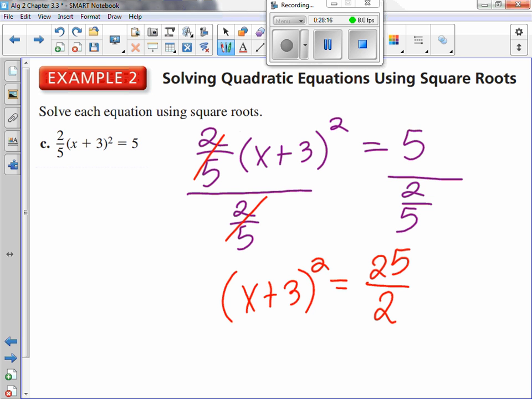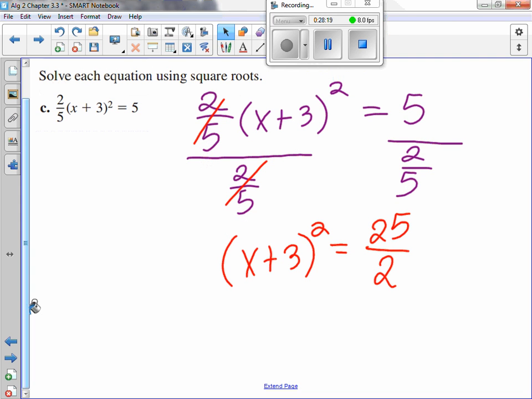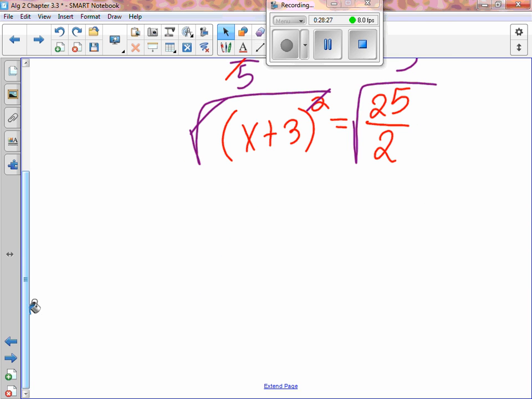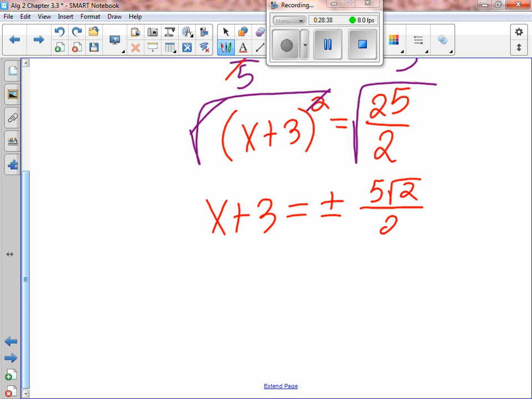Do we have the term that's squared by itself? Yes, right? So I can square root both sides because the square root and square cancel, yes? So I'm left with x plus 3 equals, so I have to have plus or minus. Now this thing here is 5 square root of 2/2. Now to get this here, the graphing calculator, again, is going to give you a decimal approximation. That's just what it's going to do.